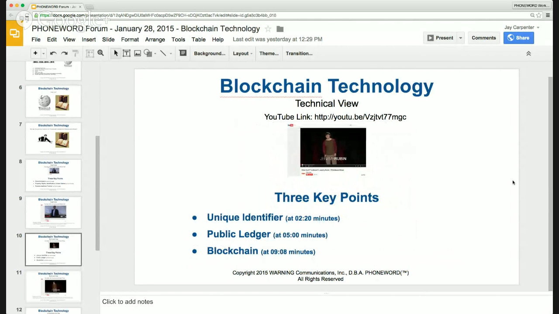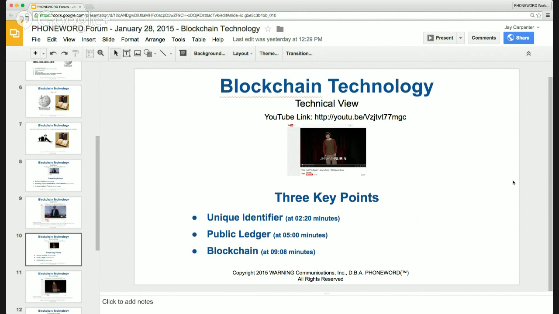So to go back, the 3 points that I picked out of Jeremy's talk was that blockchain is really a unique identifier. And he starts to talk about that 2 minutes and 20 seconds into the video. And he compares how blockchain technology is similar to serial numbers on United States currency. And one of the points that he really emphasizes is that the whole blockchain technology is really just exchanging numbers.